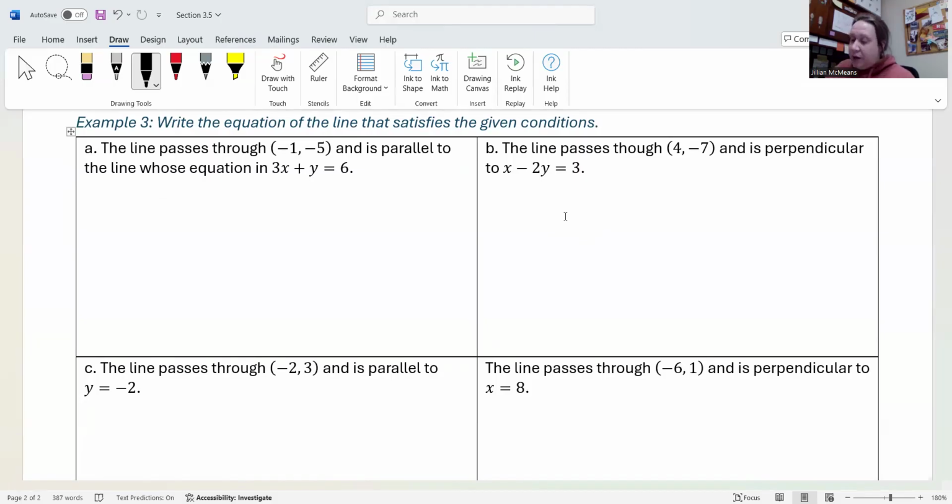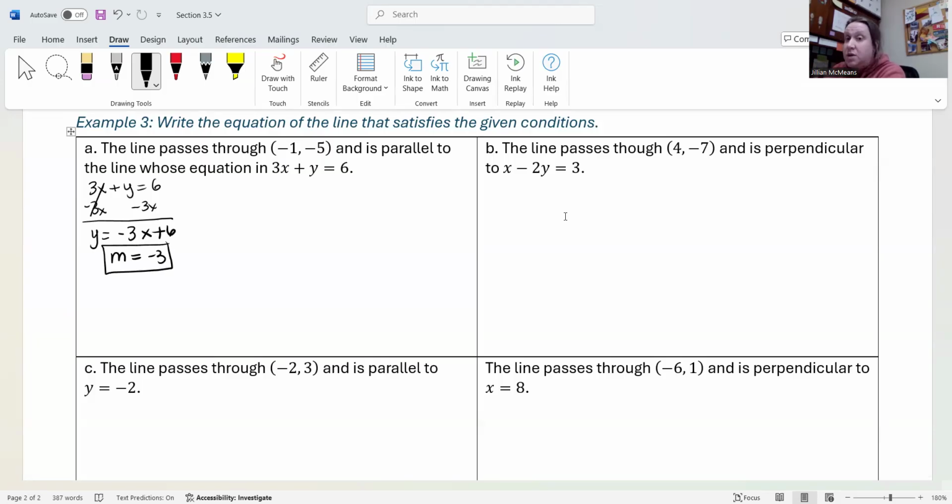So let's see what we have. We have 3x plus y equals 6. If I can solve this equation for y, I can very quickly get the slope of the line. To do that, I'm going to start by subtracting 3x from both sides. 3x minus 3x is 0, which leaves me with just y, and y is equal to -3x plus 6. So the slope of this line is -3, and that's what we need to use for this example.